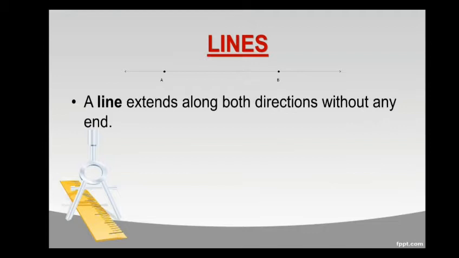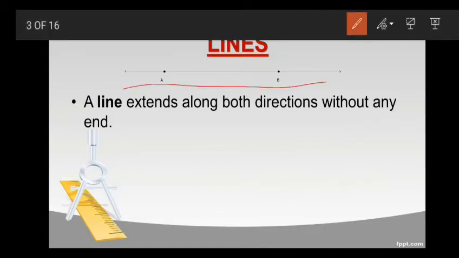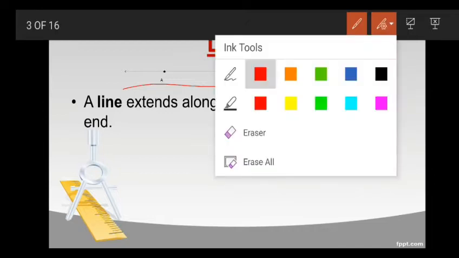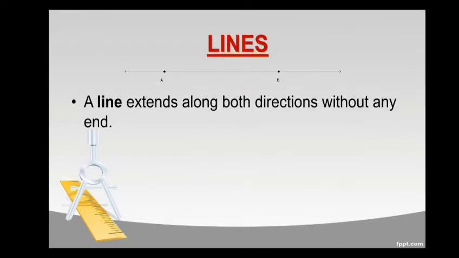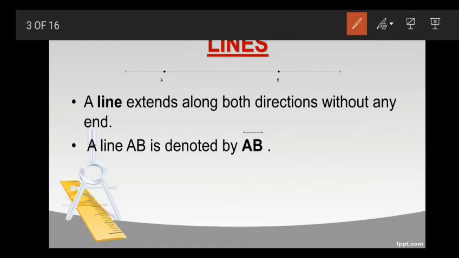How can we represent a line? Like this we can draw a line. But how to represent line AB? We have a symbol. A line AB is denoted by AB, and upon AB you have to draw a line like this. This is called line AB. This is the symbol to represent the line.